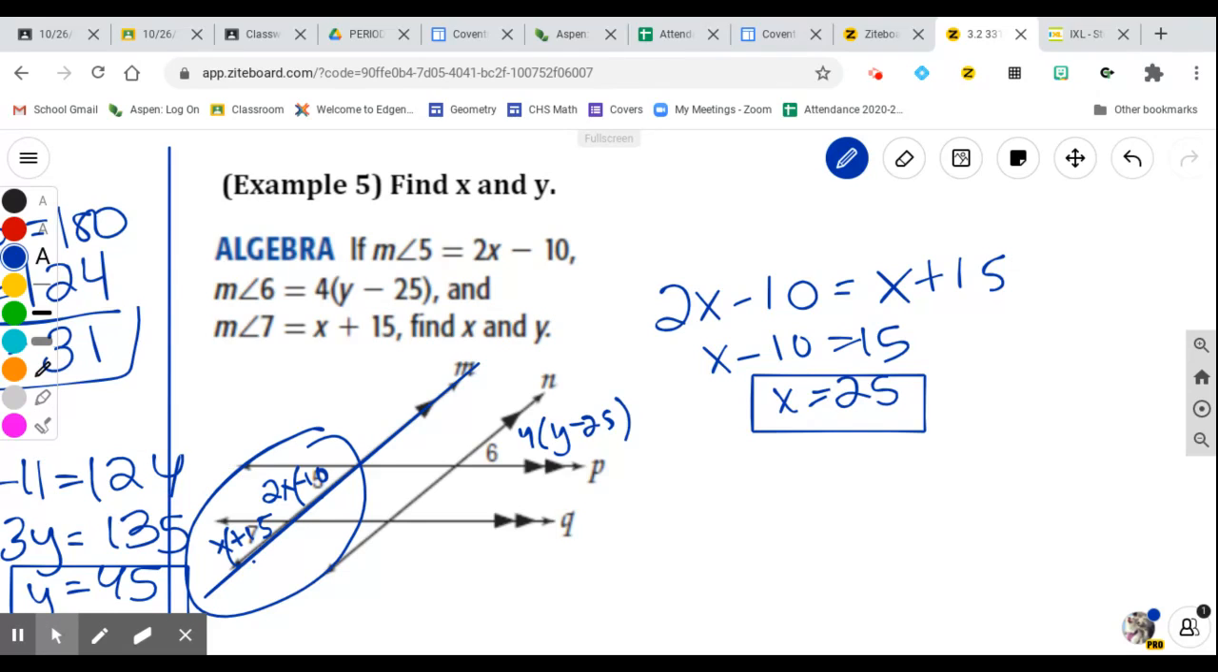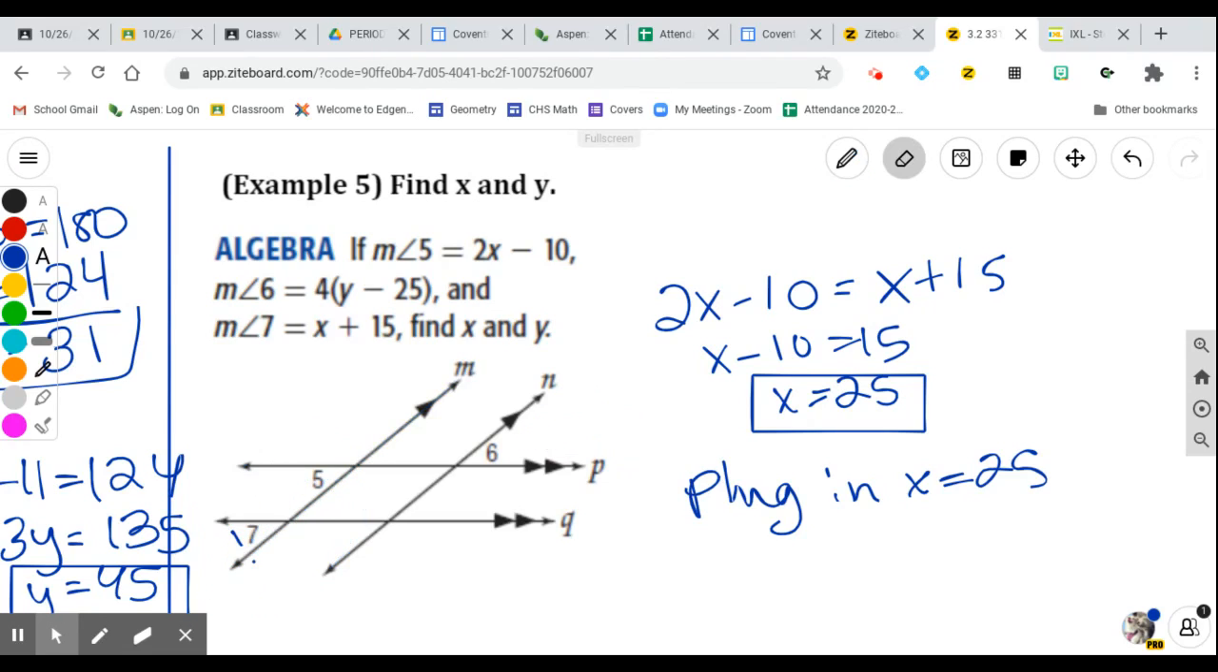On your test, there was one that had an x and a y in it. A lot of you were able to find the first one, but then seemed a little bit lost on how to find the second one. So what we're going to do now is plug in x equals 25. Because notice that angle 6 and angle 5, those are alternate exterior angles, which means they're equal. I just made a mess of this, so I'm going to erase this for a second. So angle 5 and angle 6 are equal because they're alternate exterior. If I can find the measure of angle 5, that will be the measure of angle 6 as well. And then we can just set up an equation.